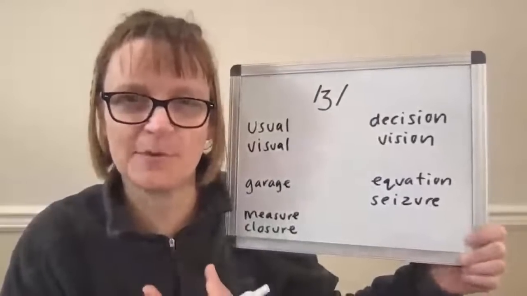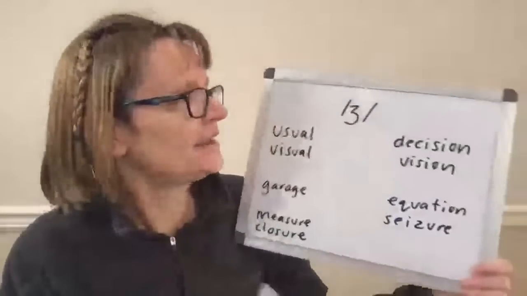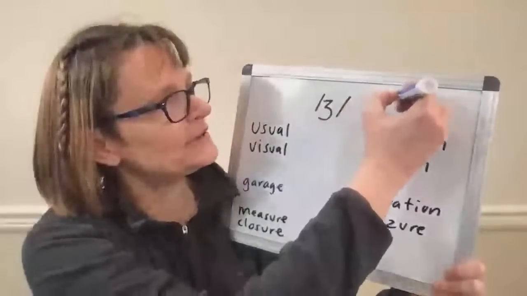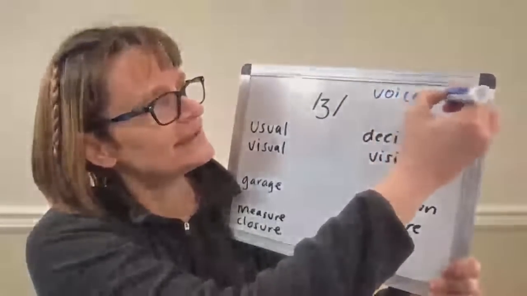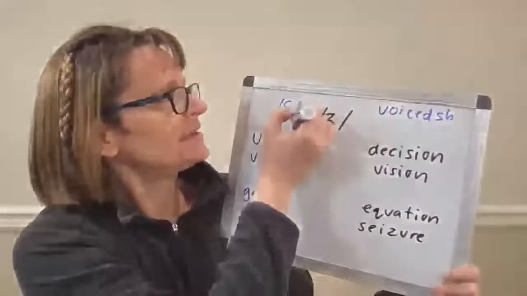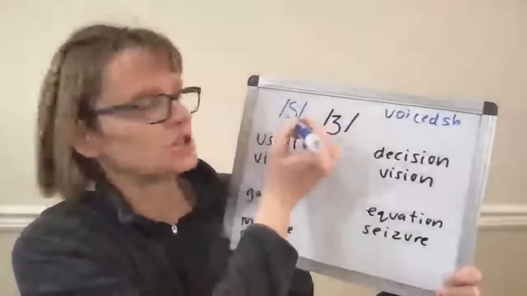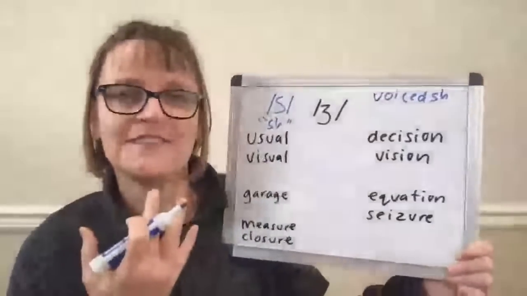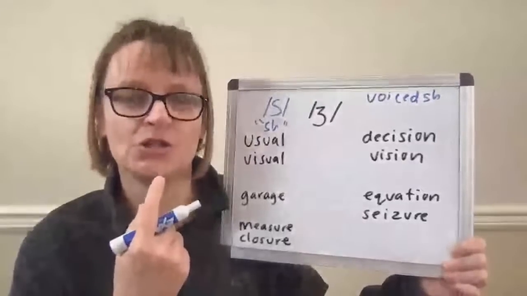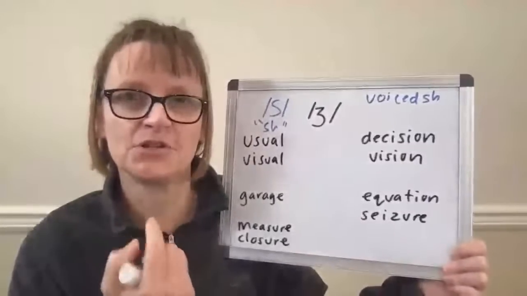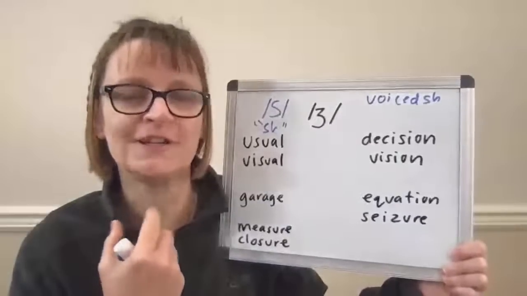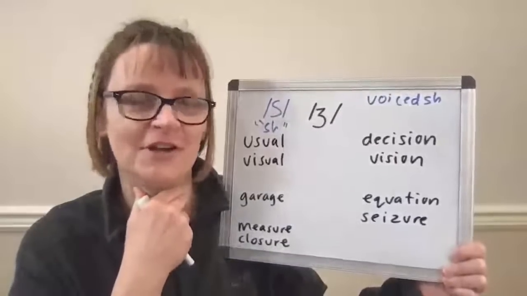So let's look at the properties of this sound. I like to think of this sound as what I would call a voiced SH sound. That's because when I make the sound that SH makes, the sh sound, my mouth is in the same position for the sh sound as it is for the zh sound. The only difference between sh like shout and zh like measure is whether or not my voice is on.